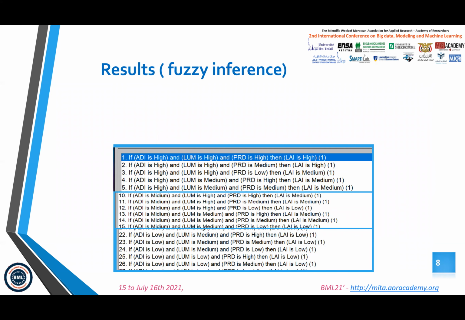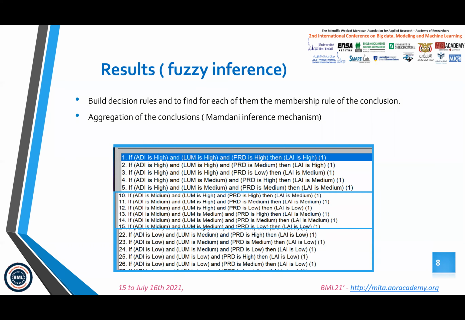Fuzzy inference. The second fuzzy step is fuzzy inference. In this step is where human reasoning will be applied. This phase consists of two steps. The first one is to build decision rules and to find for each of them the membership rule of the conclusion. The second one consists of the aggregation of the conclusions. For this step, we use the Mamdani inference mechanism. As you can see here is an example of rules from our fuzzy inference system.